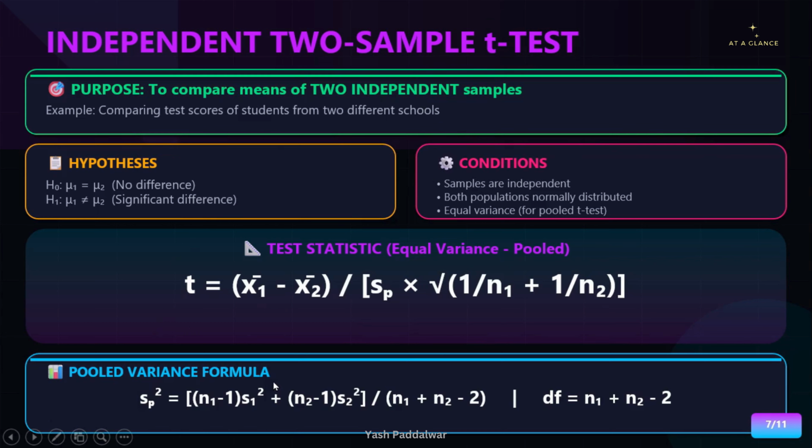The pooled variance formula is like Sp square is equals, in brackets you have n1 minus 1, the whole multiplication with s1 square, that means standard deviation of the first sample square, plus n2 minus 2 multiplied by s2 square, that means the standard deviation of sample 2, divided by, in brackets, n1 plus n2 minus 2, where your n1 plus n2 minus 2 is nothing but your degree of freedom for this particular test.